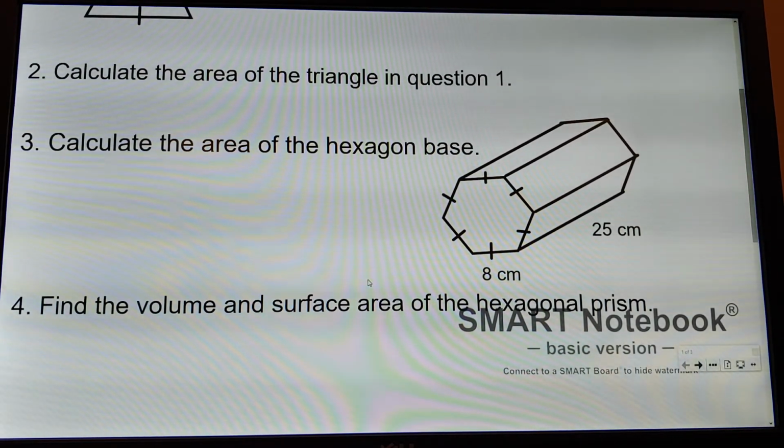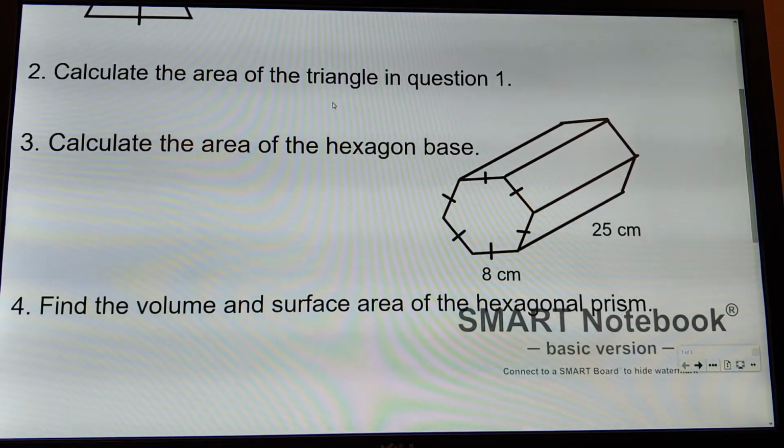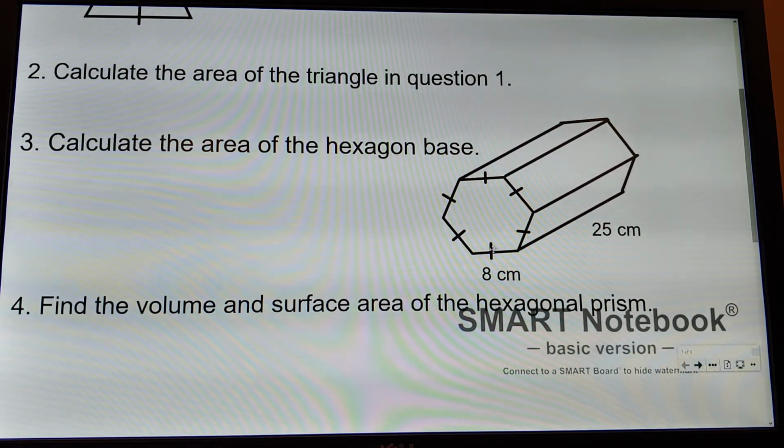So it should be fairly self-explanatory since you've already calculated the area of an 8 centimeter triangle, how to get the hexagon base, which is made up of 6 of those.